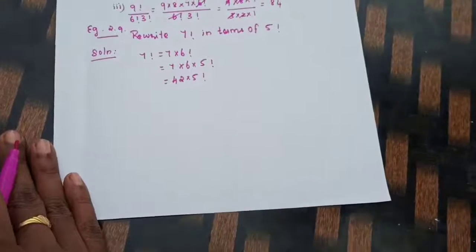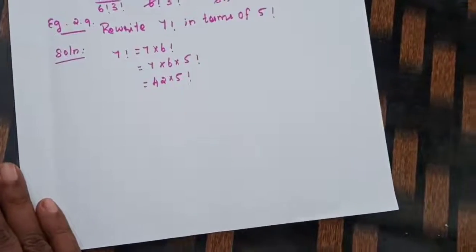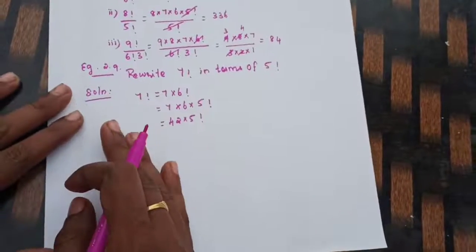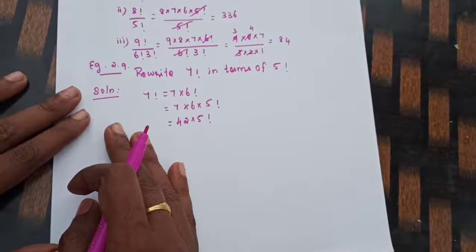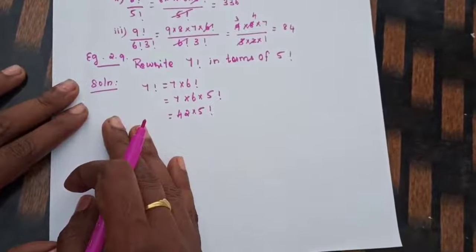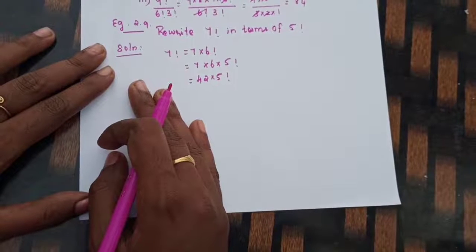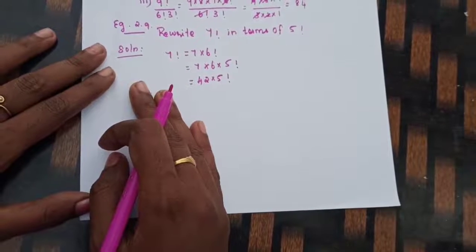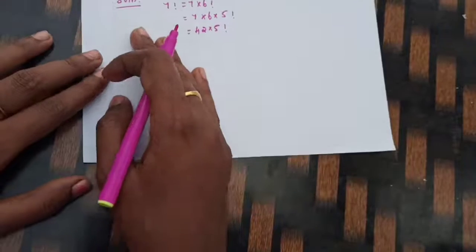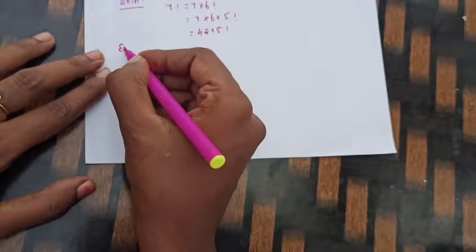I wrote now. So 7 factorial in terms of 4 factorial means what will you do? Any idea? What will you do? So 7 factorial in terms of 4 factorial, 7 into 6 into 5 into 4 factorial. Got it? Okay. Let's move to next question.